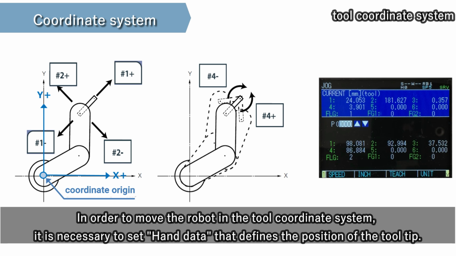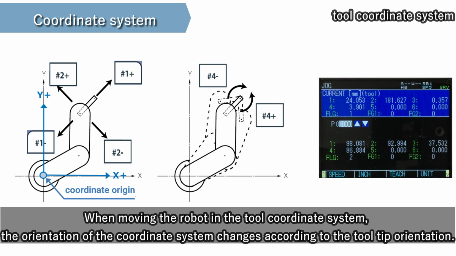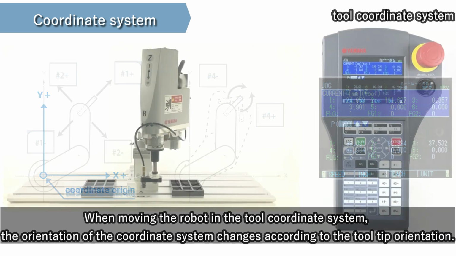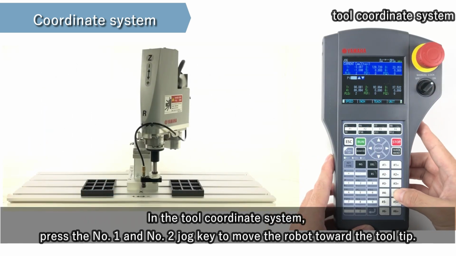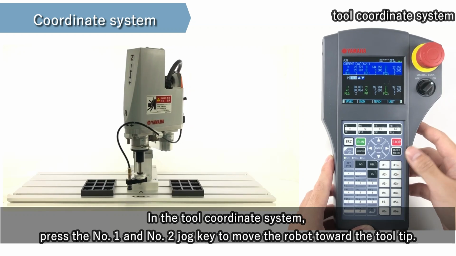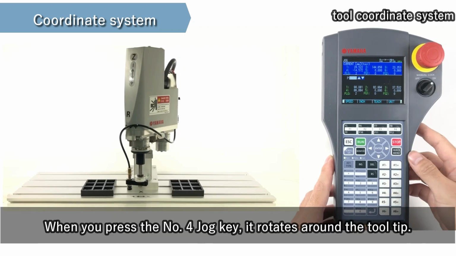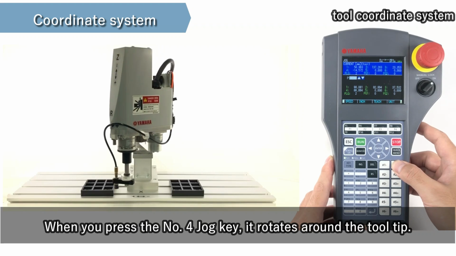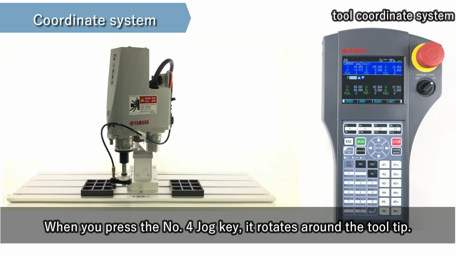In order to move the robot in the tool coordinate system, it is necessary to set hand data that defines the position of the tool tip. When moving the robot in the tool coordinate system, the orientation of the coordinate system changes according to the tool tip orientation. In the tool coordinate system, press the number 1 and number 2 jog key to move the robot toward the tool tip. When you press the number 4 jog key, it rotates around the tool tip.